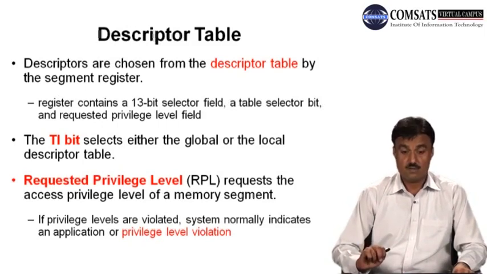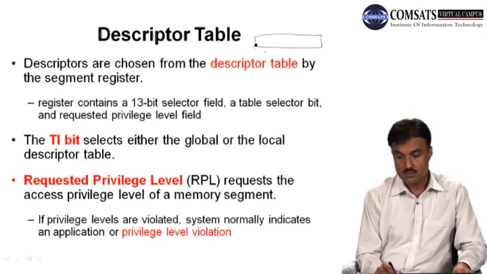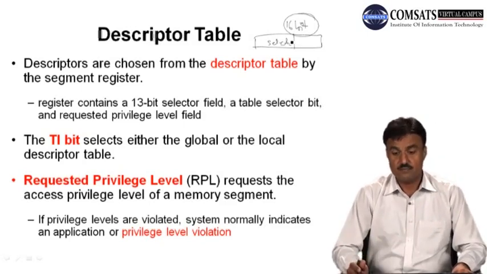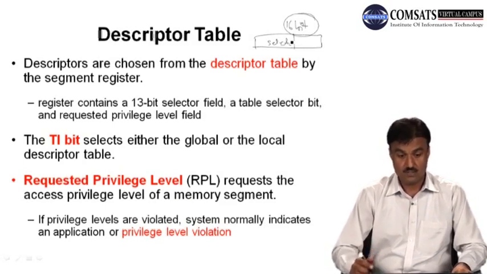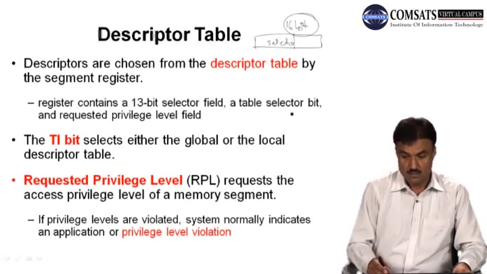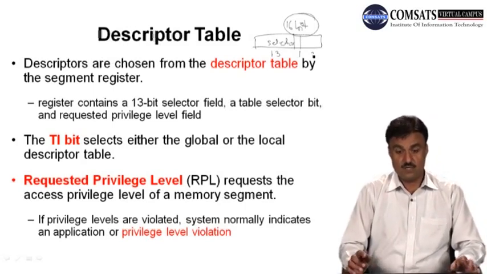This segment register contains a 13-bit selector. The segment register is a 2-byte or 16-bit register. Inside it, 13 bits are used as a selector to select the descriptor. There is also one table selector bit, and the request privilege level field, the RPL, is also inside this segment register. So 13 bits for the selector, 1 bit for the table selector, and 2 bits for the request privilege level, RPL.